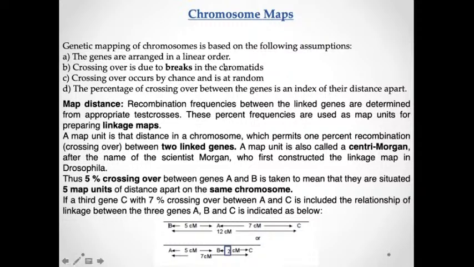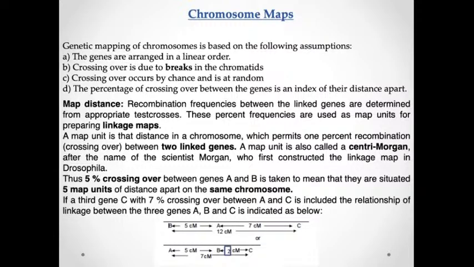Recombination frequencies between the linked genes are determined from the appropriate test cross. These percent frequencies are used as map units for preparing linkage maps. A map unit is the distance in the chromosome which permits 1% recombination between two linked genes. A map unit is also called a centimorgan, after the scientist Morgan, who discovered these linkage maps in Drosophila.